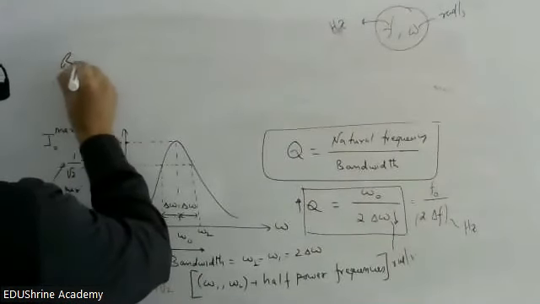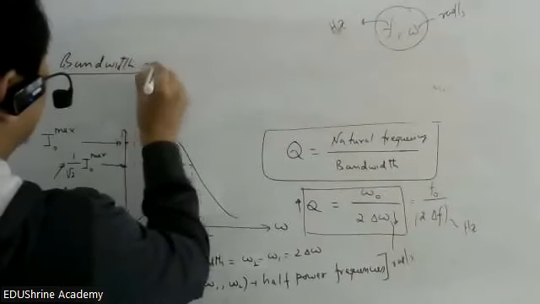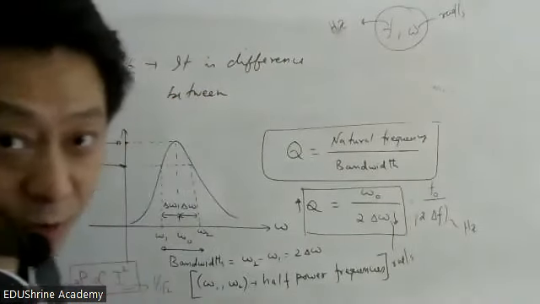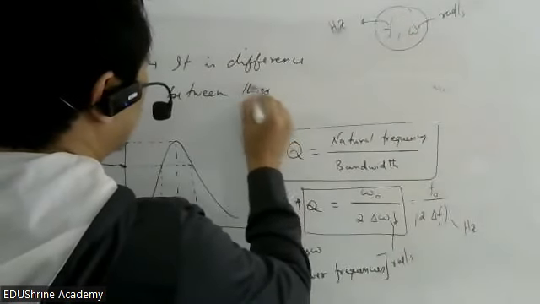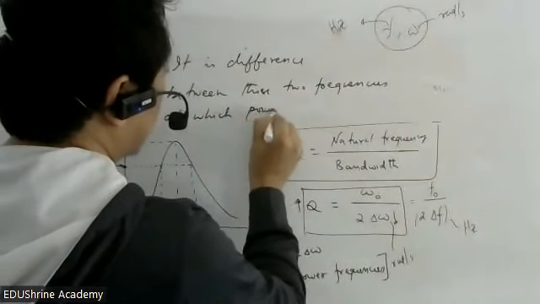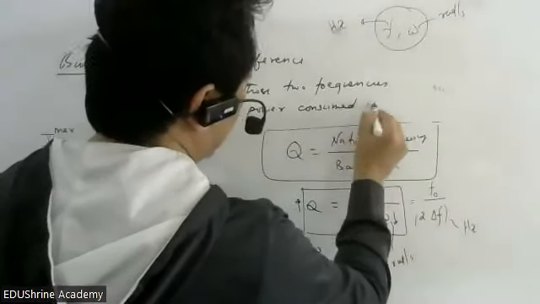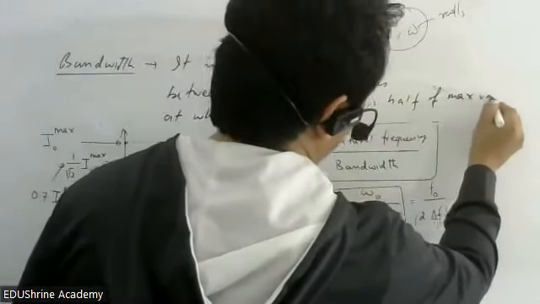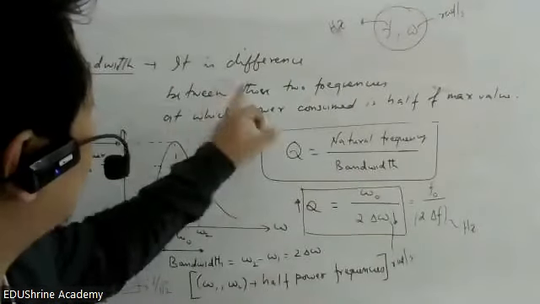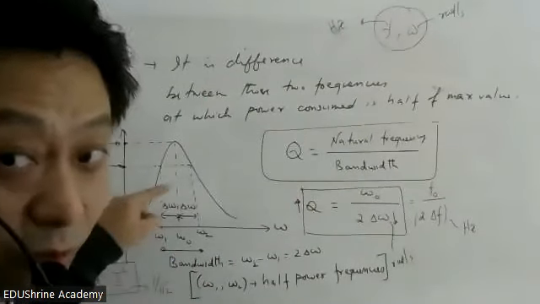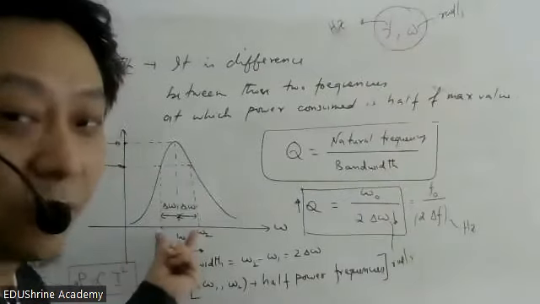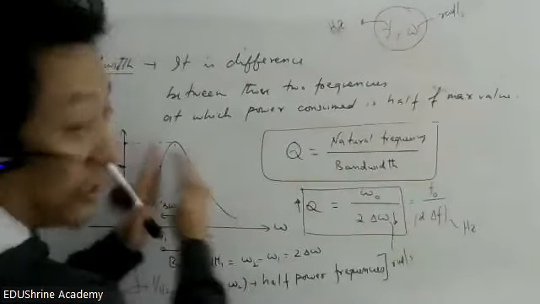So if somebody says, what is bandwidth? Just mention it is the difference between half power frequencies, you can write in short, or you can say it is the difference between those 2 frequencies at which power consumed is half of maximum value. That's it. In short, it is the difference between half power frequencies, or the difference between those 2 frequencies where the current becomes 1 by root 2 times the maximum current, or the power becomes half times the maximum. So that gap we call bandwidth. And the smaller the bandwidth, the sharper your resonance.